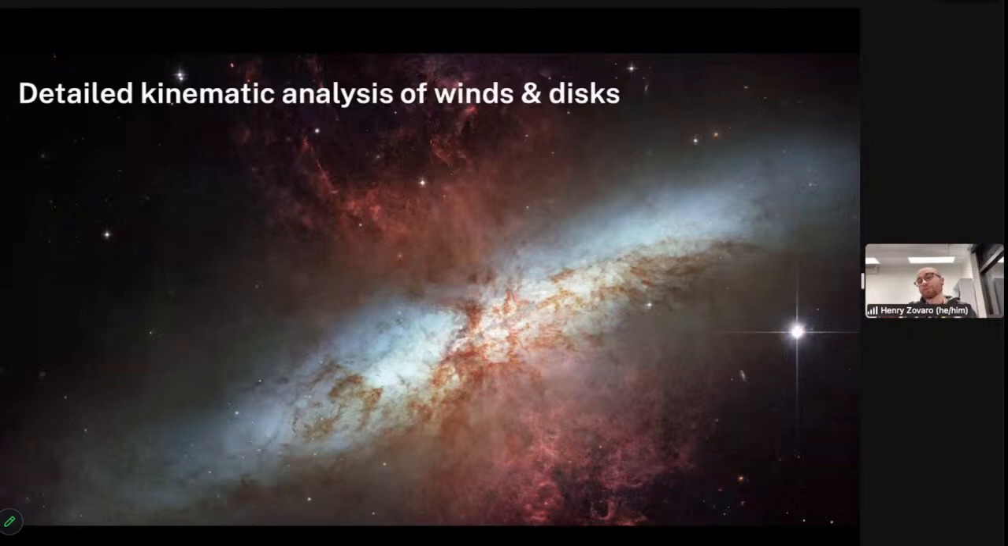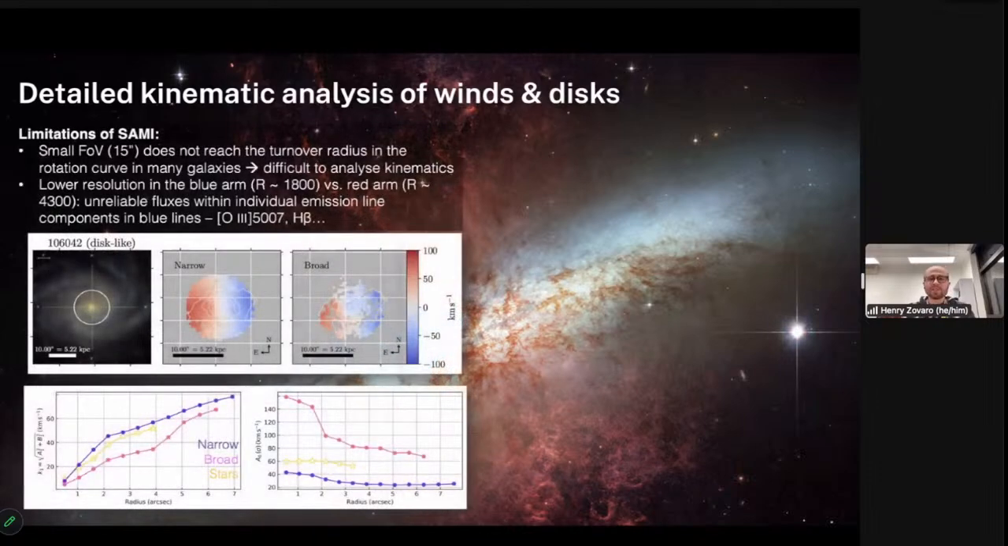Another piece of work that will be really interesting to do in the future is to carry out a detailed kinematic analysis of winds and disks. This brings me to an unfortunate limitation of SAMI, which is that the field of view of each of the bundles is really small. It's only 15 arcseconds in diameter, which actually doesn't reach the turnover radius in the rotation curve in many galaxies. This is a particular case of that, where you can see that the SAMI field of view really cuts off a huge part of the galaxy, and you're really only looking at the middle.